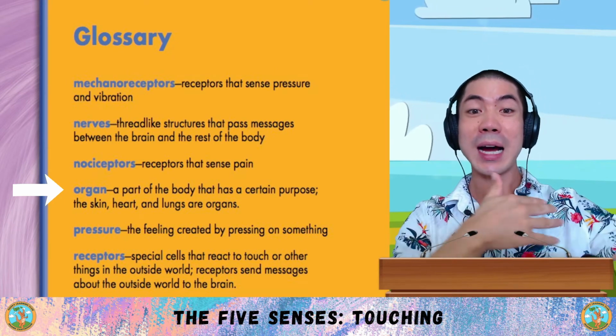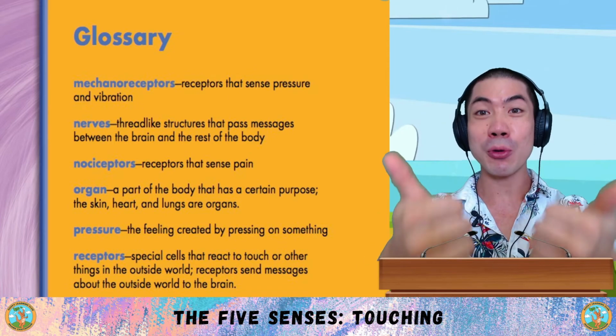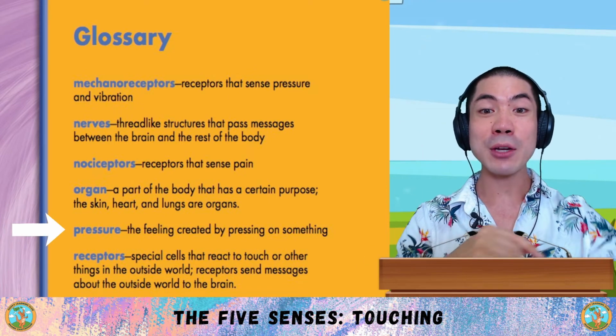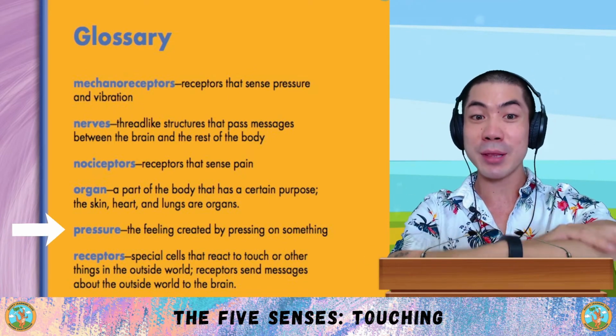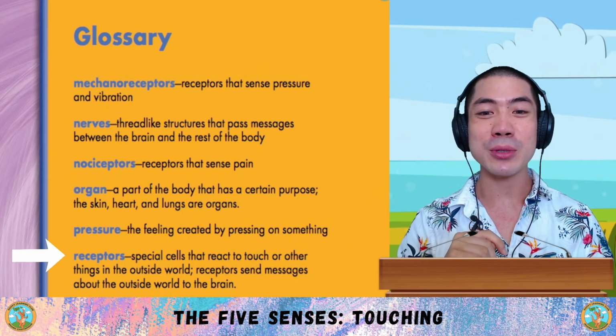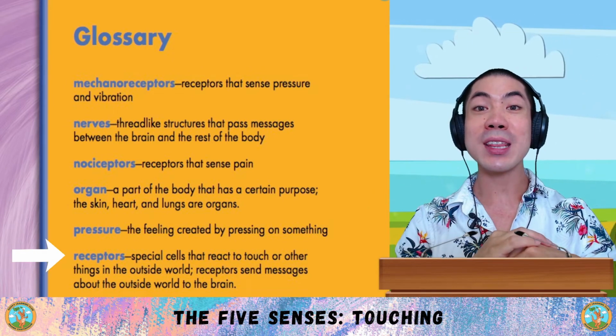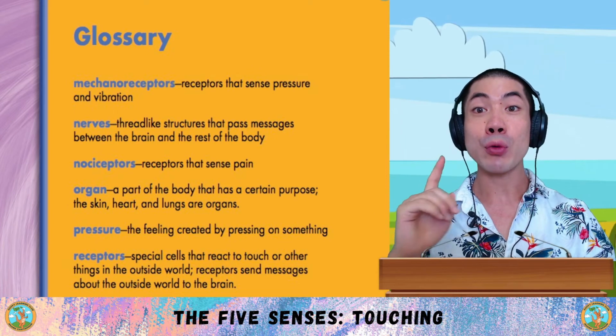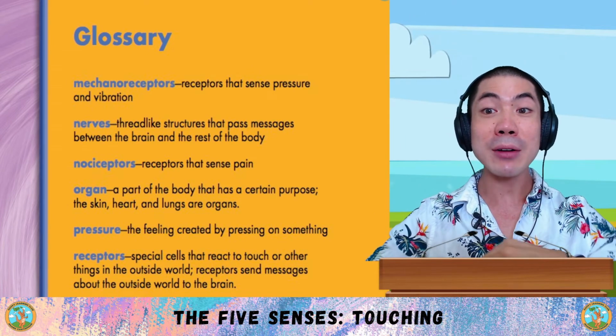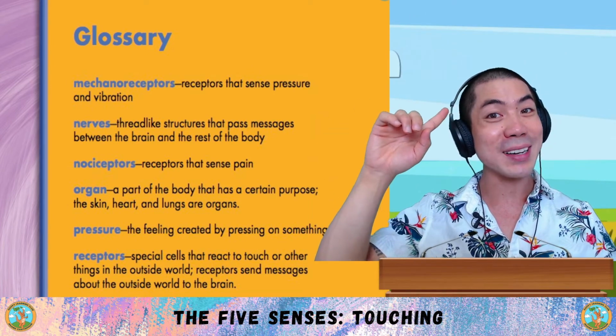The skin, heart, and lungs are all organs. Pressure is the feeling created by pressing on something. Receptors are special cells that react to touch or other things in the outside world. Receptors send messages about the outside world to the brain.